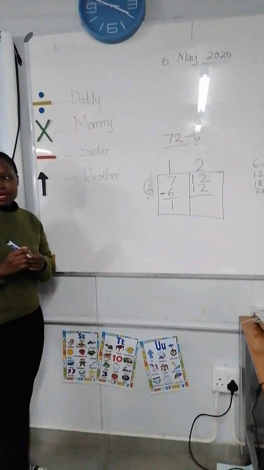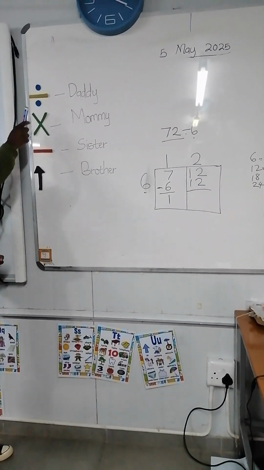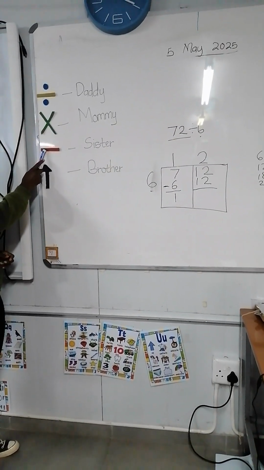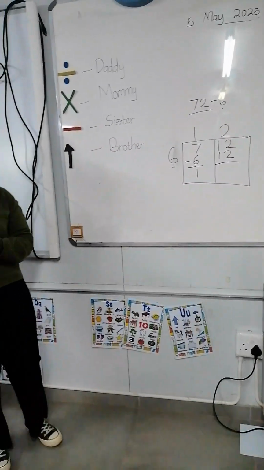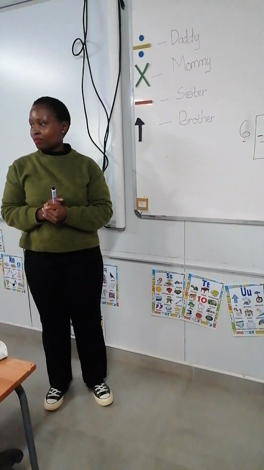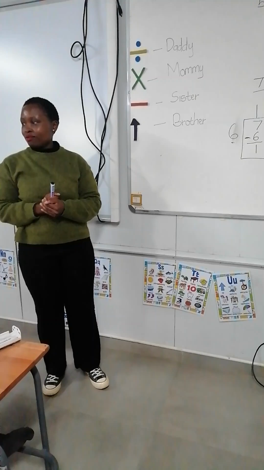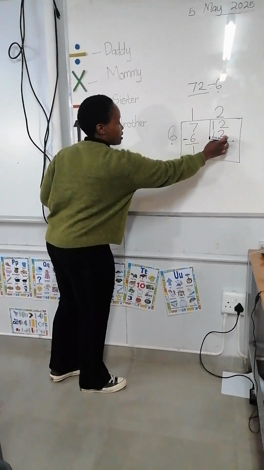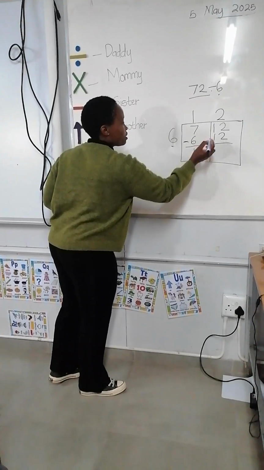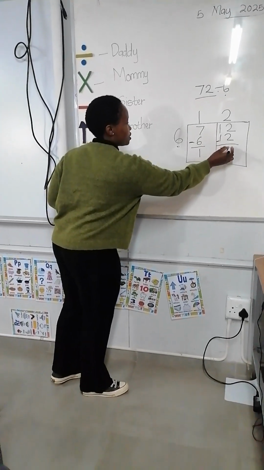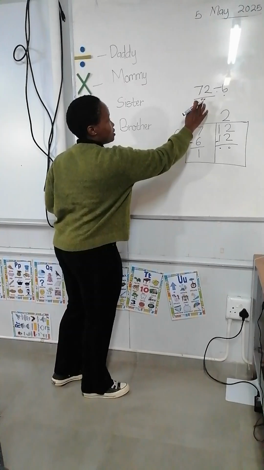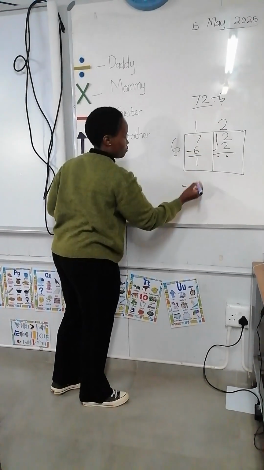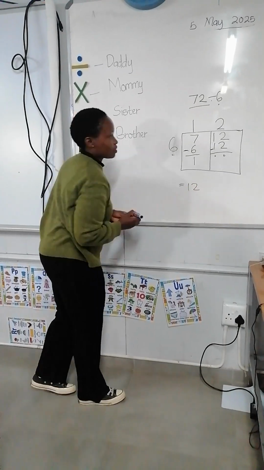And then what is our next step now? We have divided, we have multiplied, now we subtract. Can anyone tell me what we're subtracting? 12 minus 12. Yes, thank you so much. We are subtracting 12 minus 12. What is 12 minus 12? It is 0. So 72 divided by 6 is equal to 12.